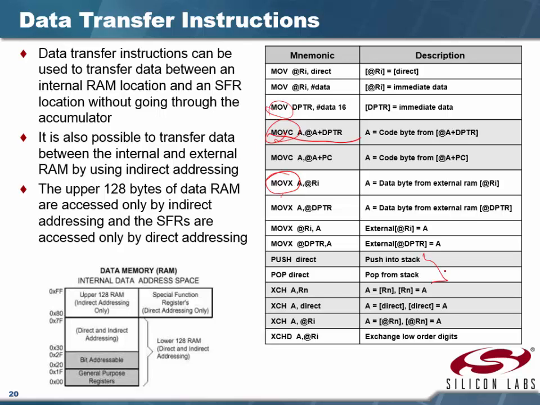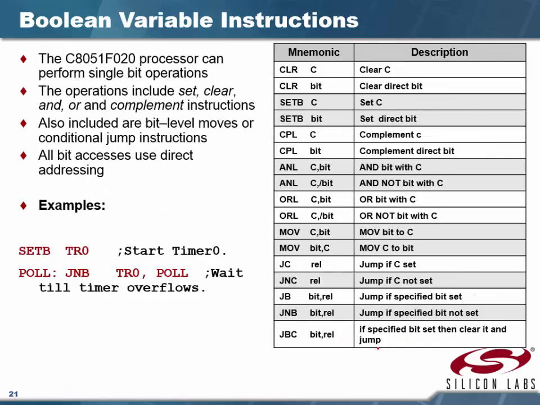And then we've got our stack that we can push and pop from, and the stack is a temporary memory location. And then we can exchange between 2 places within registers or direct or indirect. And I've never used this exchange lower order bytes, where we just exchange the lower 4 bits of two registers. So that's our data transfer.